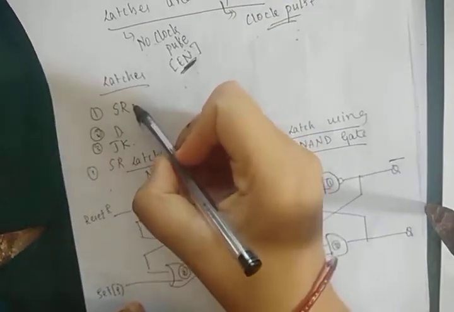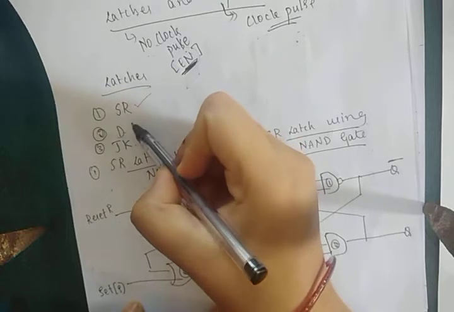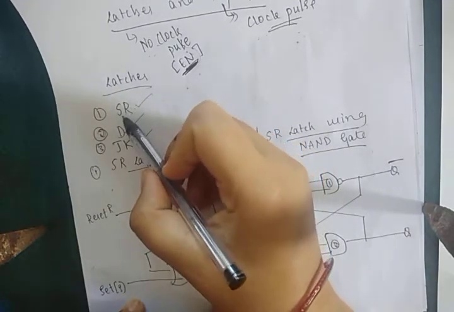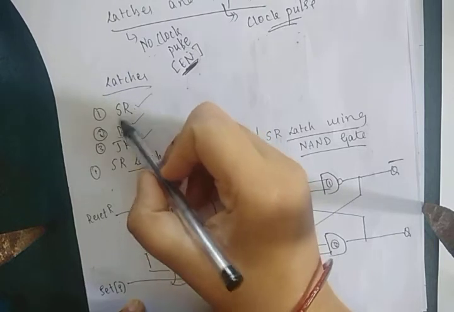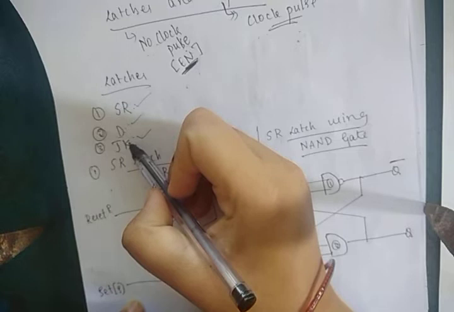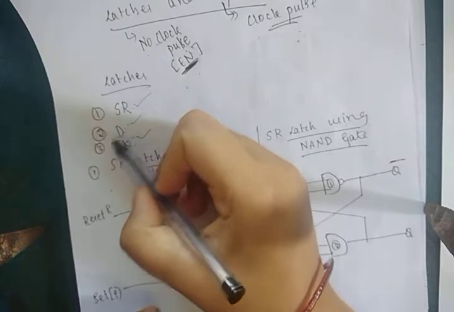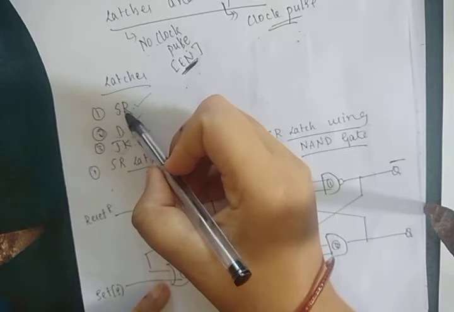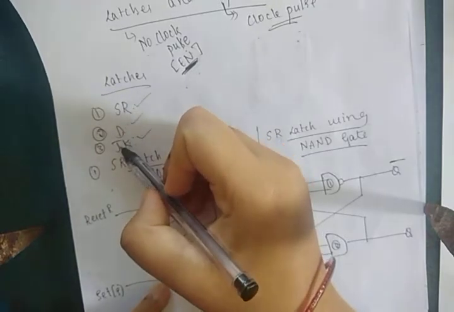Next, I'll discuss latches first, then I'll go with the flip-flops. In latches, I'll be discussing three types: SR latch, D latch, and JK latch. SR is set, reset. D is data. JK is named after two persons, Jack and Kinley. So this is SR and D, and this is JK.